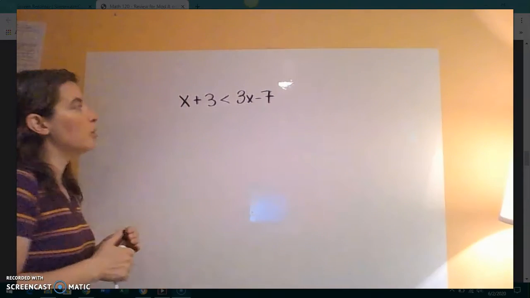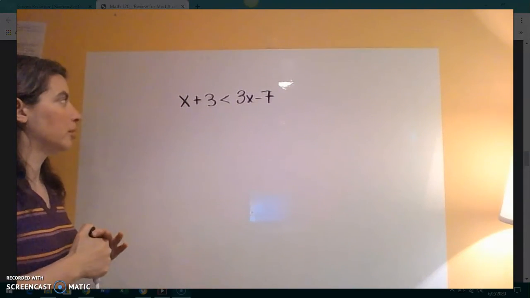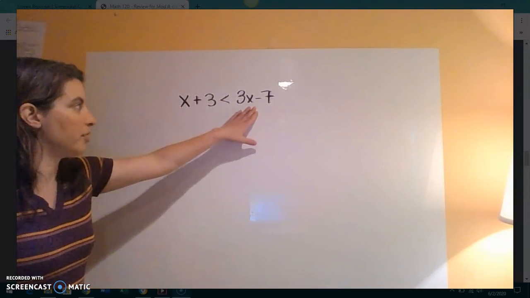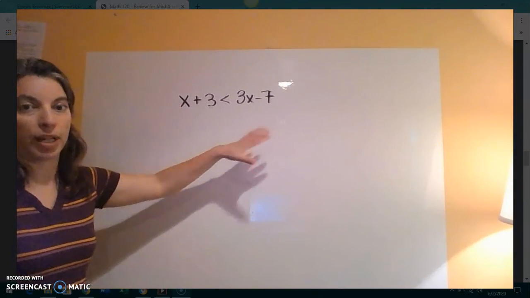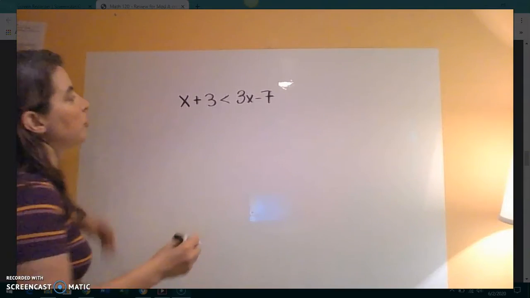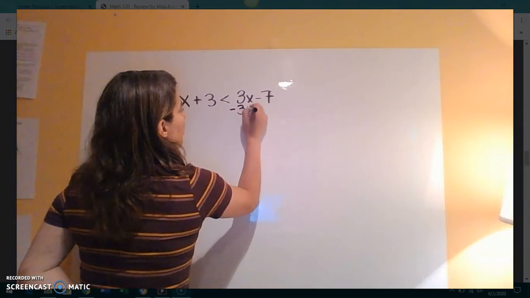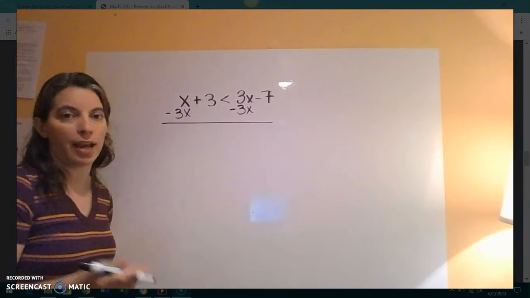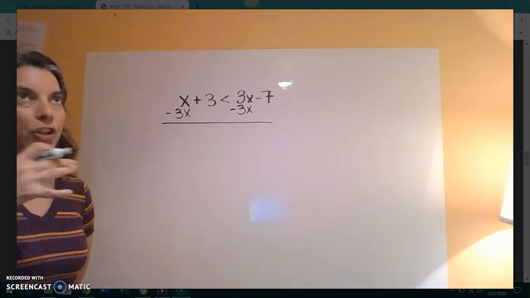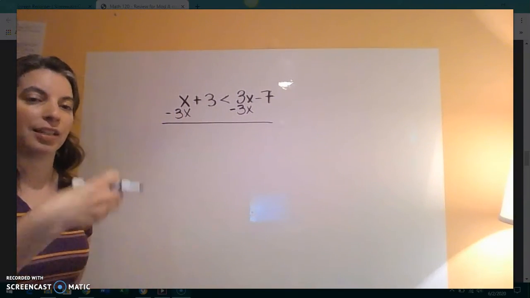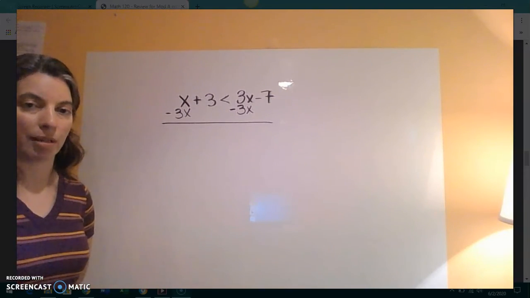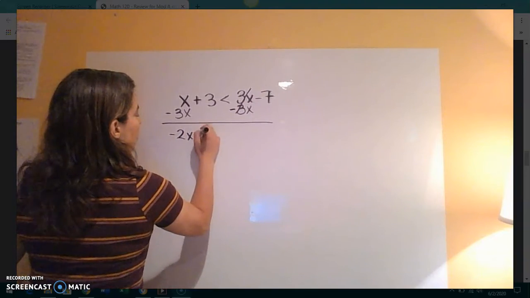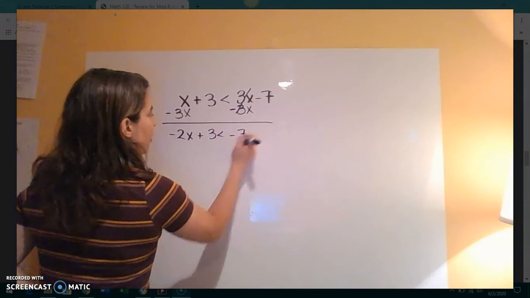Just like an equation, at this point you can move any of those terms. You can move this x over here by subtracting it. You could add the 7, you could subtract the 3. It doesn't matter where you're putting things. So I'm going to start by subtracting the 3x. I find it a little easier for inequalities to have your x on the left, because it's just a little bit easier to understand the inequality when it's x is less than something or x is greater than something rather than the other way around. So -2x plus 3 is less than -7.